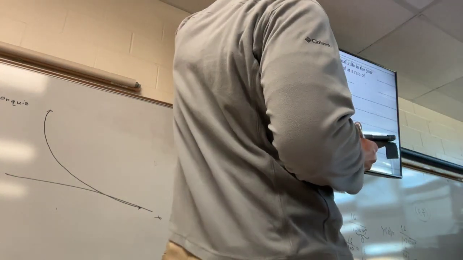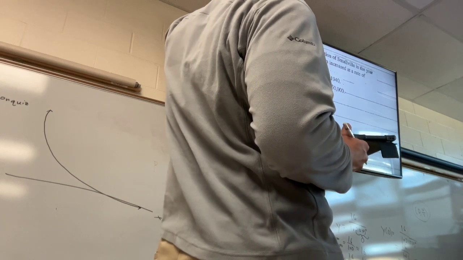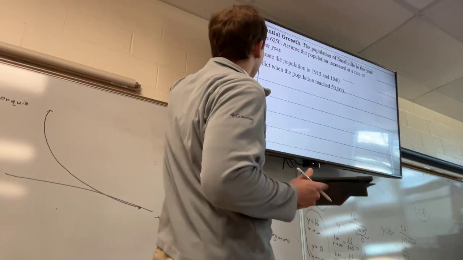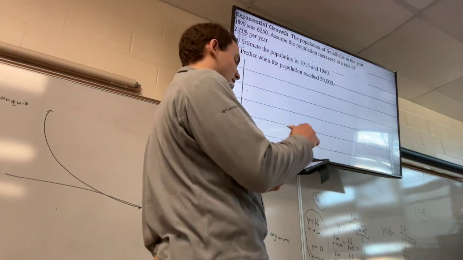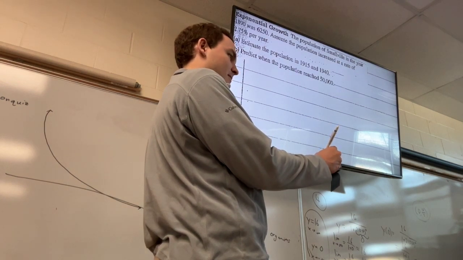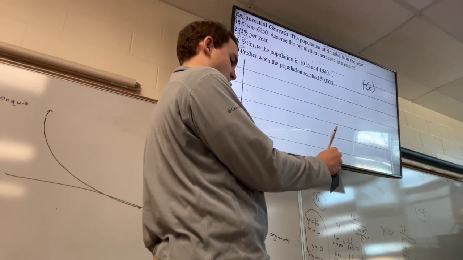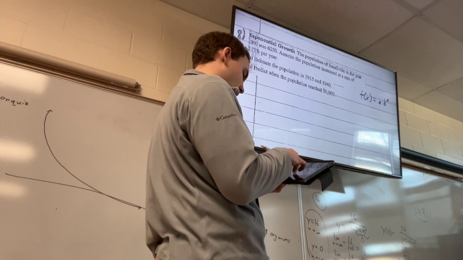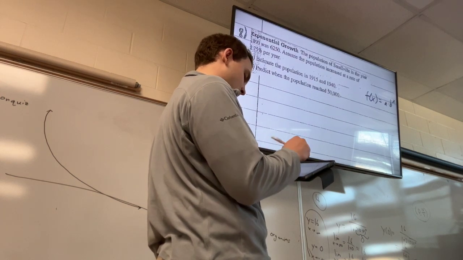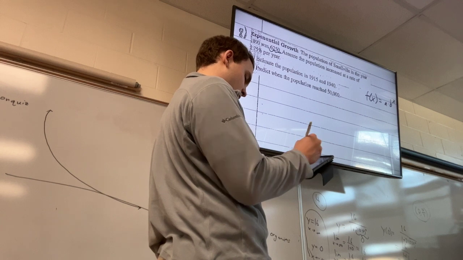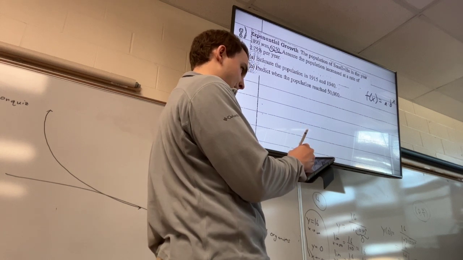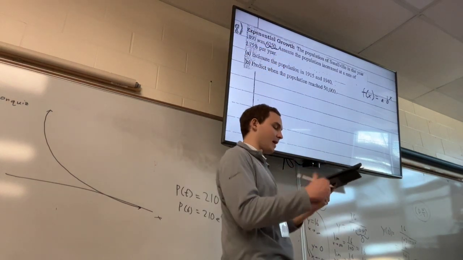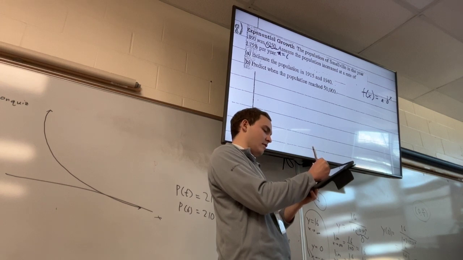All right, the population of Smallville in the year 1890 was 6,250. Assume the population increased at a rate of 2.75% per year. Okay, this is an exponential growth. What's the general form of an exponential function? Y equals A times B to the x. So what's my initial population? What's that equal to? A is going to be the same as my initial. So we know A equals 6,250.